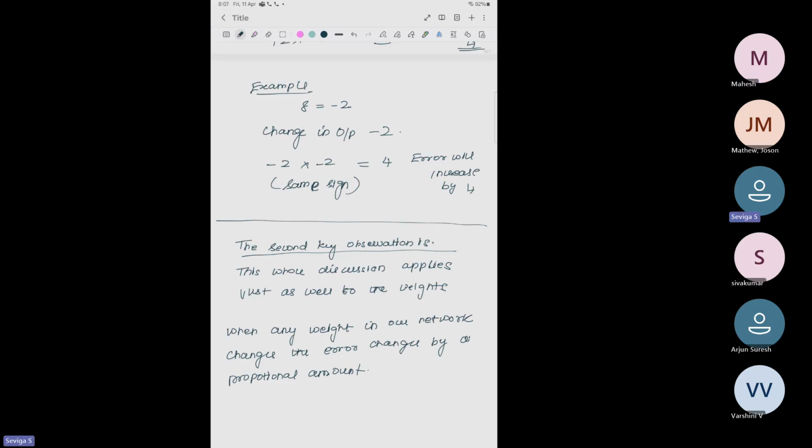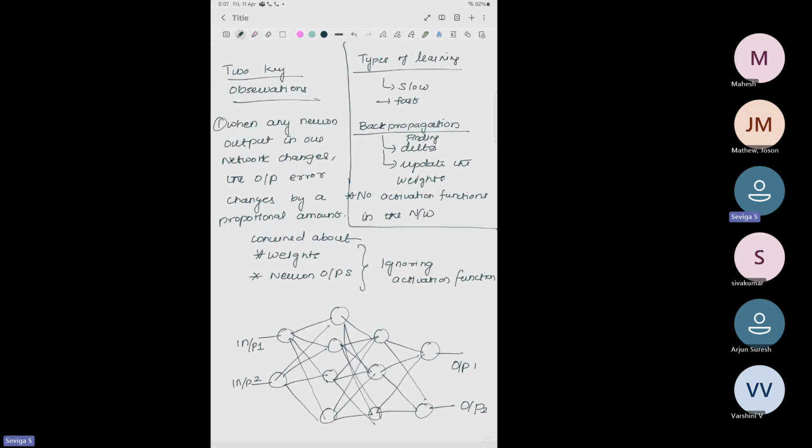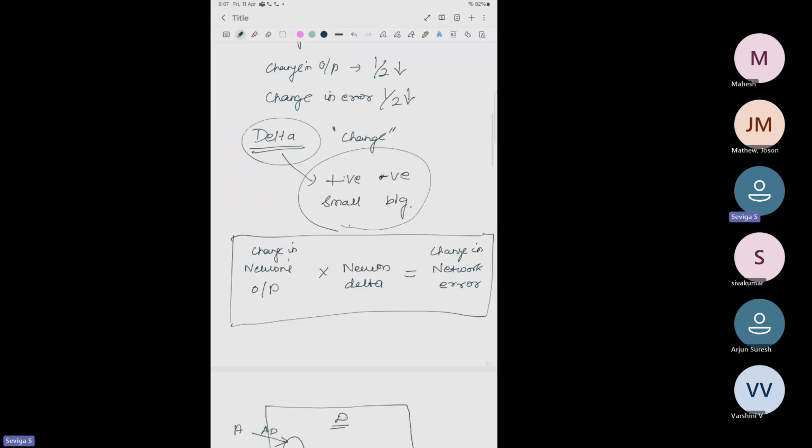So far what we have done is that we have got two observations. This concept is very important. You need to understand this concept very clearly. We need to understand that the output of the neuron changes proportionally to the change in the error, and they are related with a number, and that number is called the delta number. So change in output times the neuron's delta is nothing but the change in the network's error.